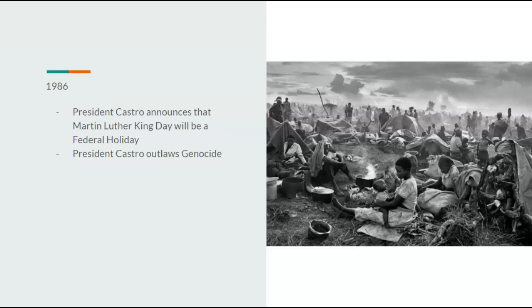1986, President Castro announces that Martin Luther King Day will be a federal holiday. Castro had much respect for Martin Luther King in this timeline, so he honors him with the day, a federal holiday. President Castro also outlaws genocide, so that's another popular thing he did. And so that is the end of this video.